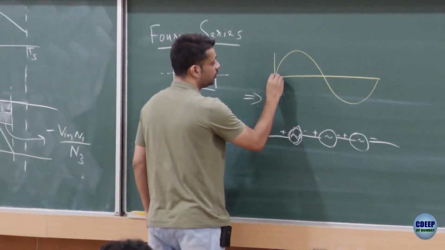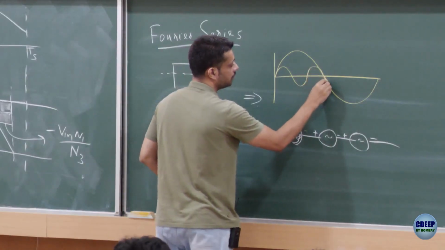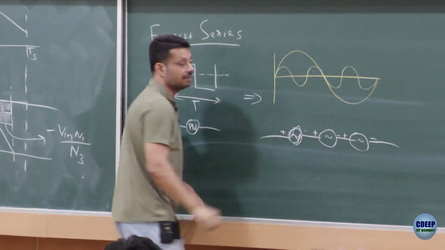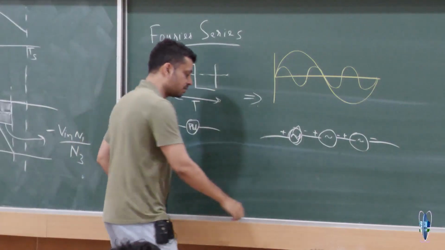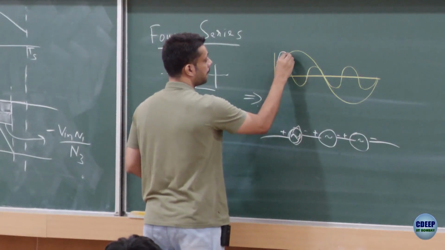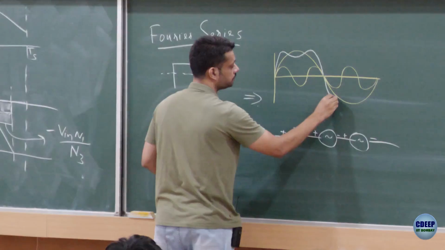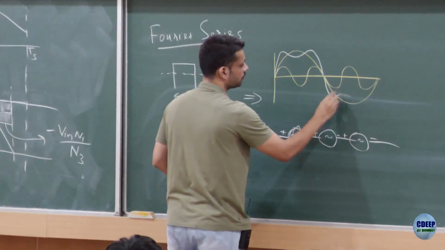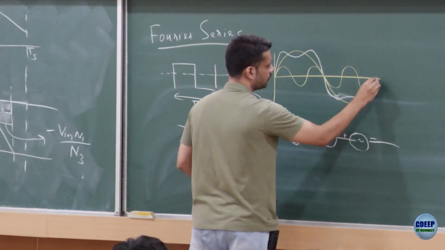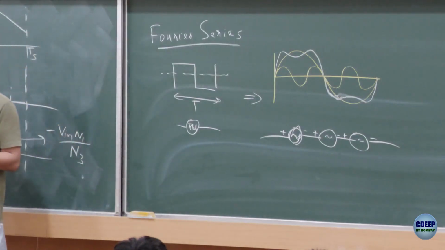If you have another sine voltage of three times the frequency, this is how it looks. If you add the two together, what you get is something like this. Correct? This looks pretty close to a square wave, still not exactly a square wave.